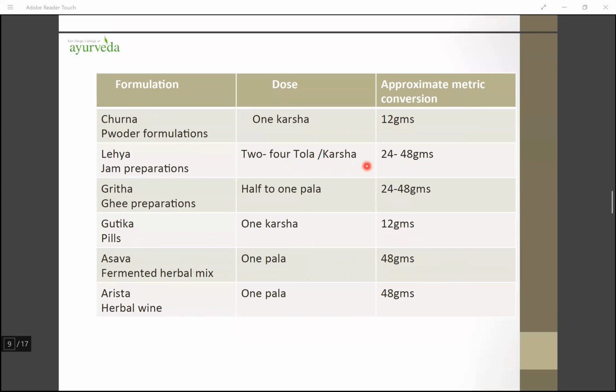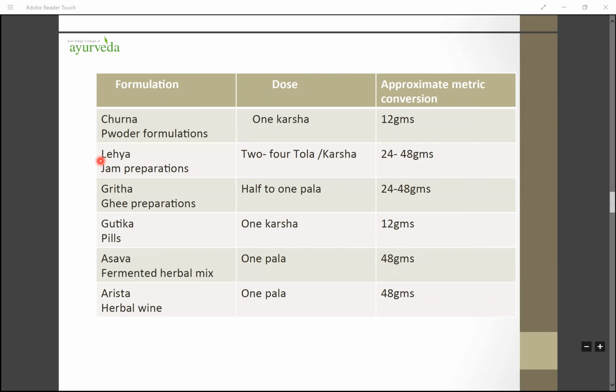Now, if it's a churnam, a powder formulation, then you use about 12 grams. With most of these medicines, it works well if you give it with an anupana, a vehicle. For instance, if you're giving a churnam, you can give it with ghee, or honey, or some kind of liquid. So based on the condition, all these formulations can be given with an anupana, so it becomes easier for your patient to have, and it works faster on your client also.